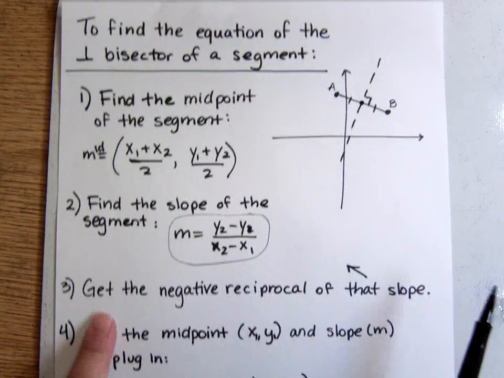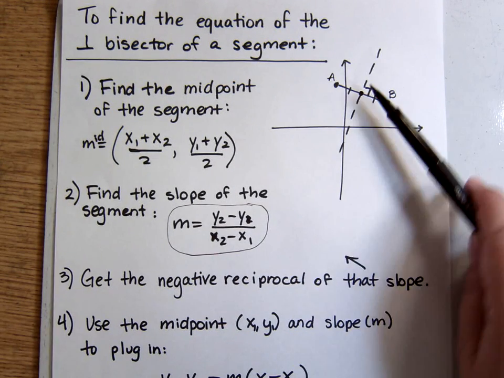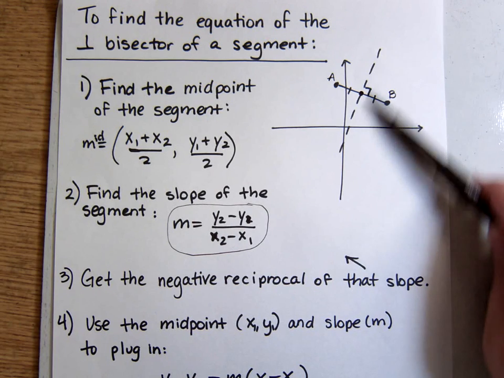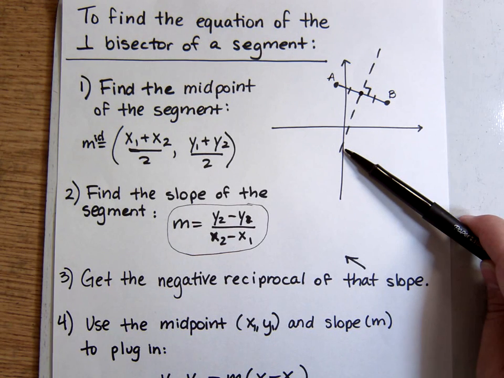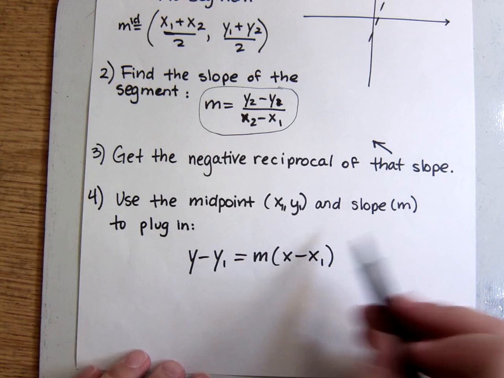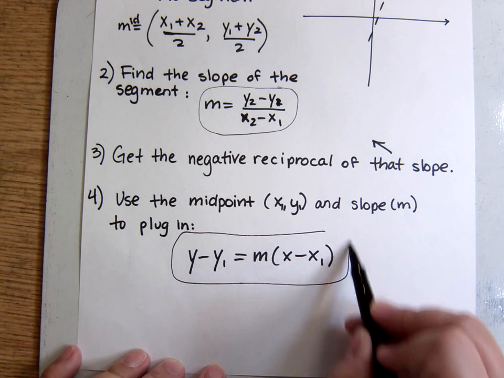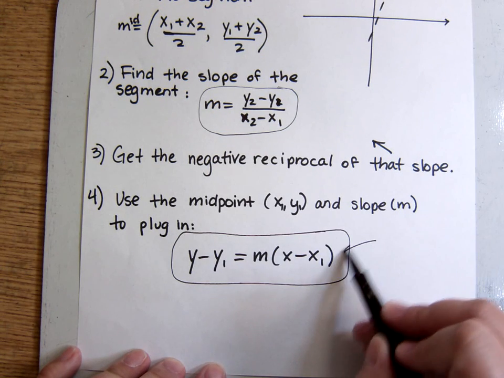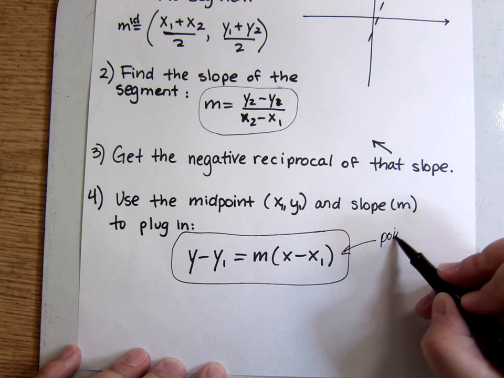So now I have 2 things about the dotted line. I have a point that it goes through, and I have its slope. If you have a point that's on the line and you have the slope of the line, that's enough to go ahead and write the equation. We use what we call point-slope form. Here it is, point-slope form, or at least that's the easiest way to do it.